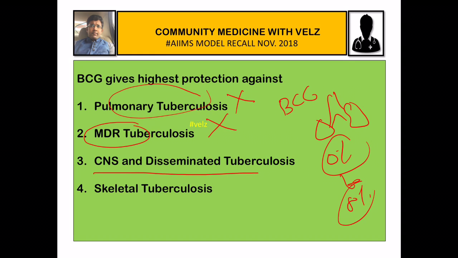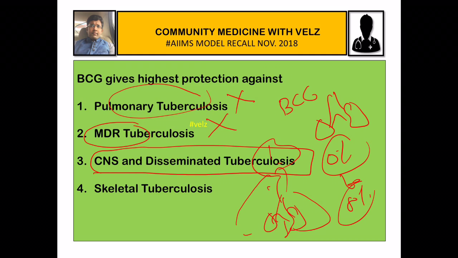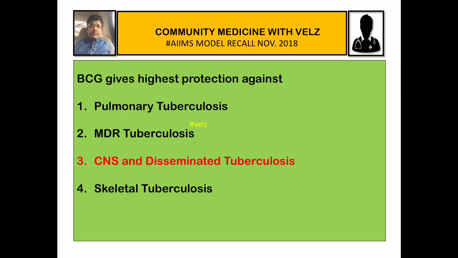Then disseminated TB. The main purpose of giving BCG is to prevent the dissemination of TB, mainly to prevent meningeal TB and spreading to other parts. So the correct answer will be CNS and disseminated tuberculosis. BCG is also said to give protection against bladder cancer.